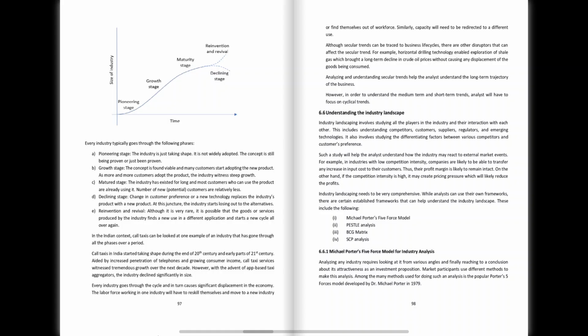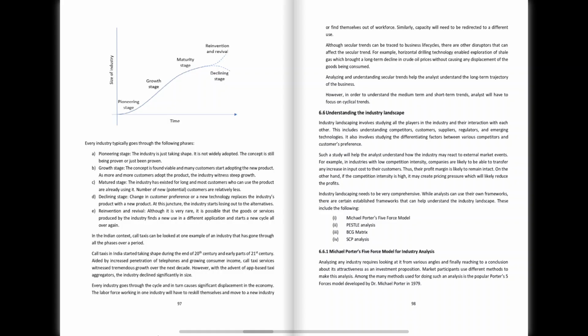B. Growth stage. The concept is found viable and many customers start adopting the new product. As more and more customers adopt the product, the industry witnesses steep growth. C. Matured stage. The industry has existed for long and most customers who can use the product are already using it. The number of new potential customers is relatively less. D. Declining stage. Change in customer preference or a new technology replaces the industry's product with a new product. At this juncture, the industry starts losing out to the alternatives. E. Reinvention and revival. Although it is very rare, it is possible that the goods or services produced by the industry find a new use in a different application and start a new cycle all over again.